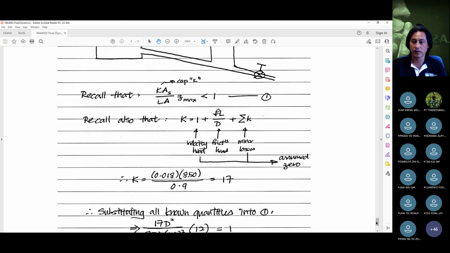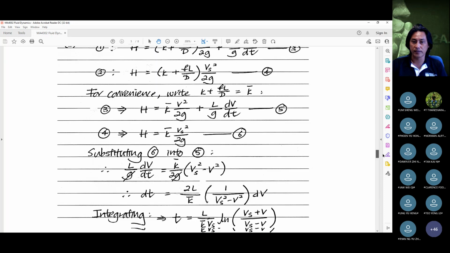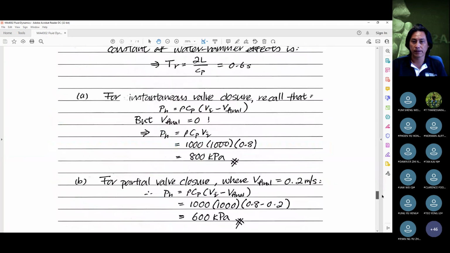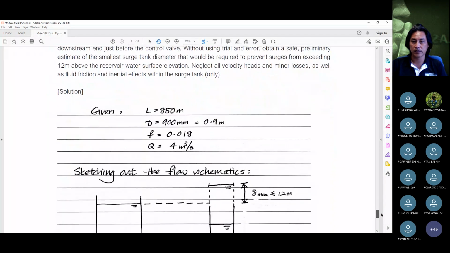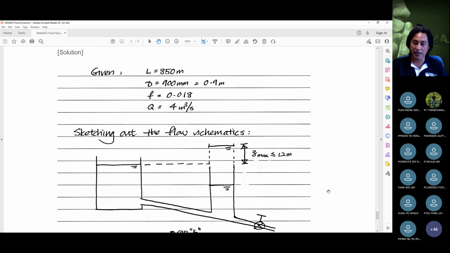If you don't want Z max to exceed 12 meters... sorry, it's actually the other way around. Diameter should be at least 1.837 meters, okay?